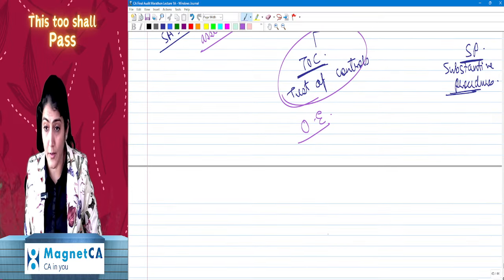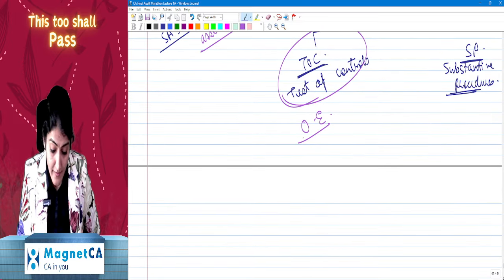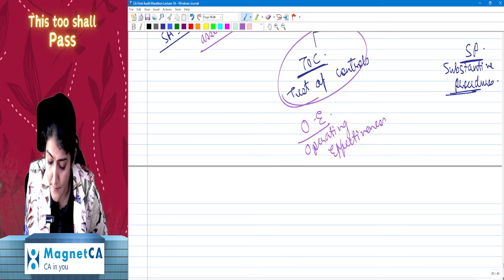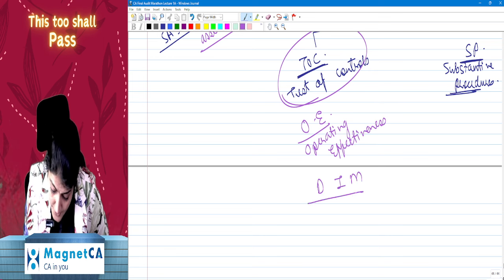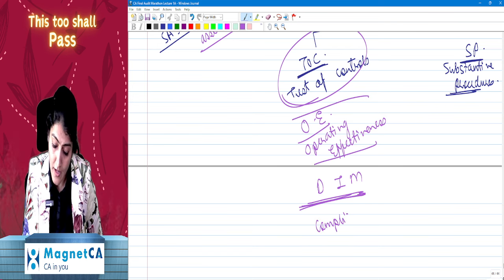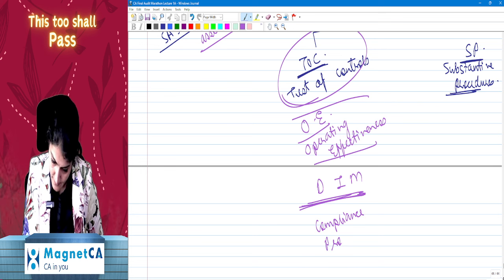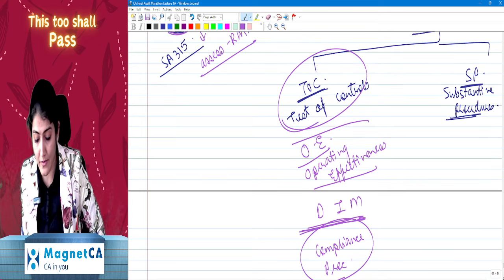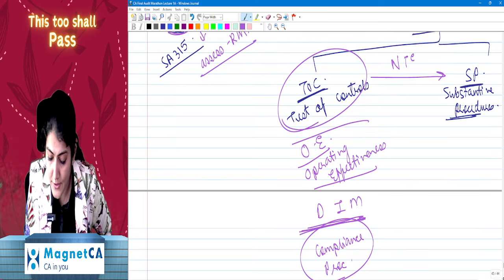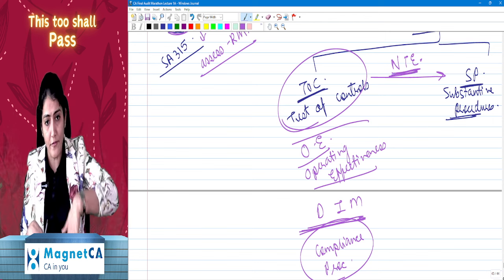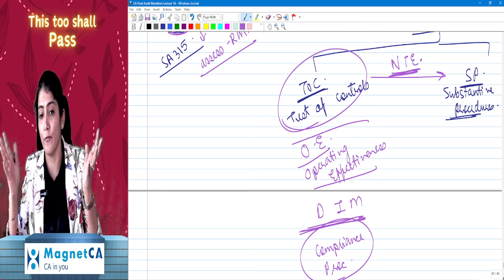Who is OE? You know ORE, but do you know OE? It is the operating effectiveness, the design, implementation and maintenance of controls in the organization, which is nothing but your compliance procedures. Right, so that is test of control. And after you do the control testing, then you decide the nature, timing and extent of your substantive procedures. If controls are effective, less substantive. If controls are ineffective, more substantive procedures.